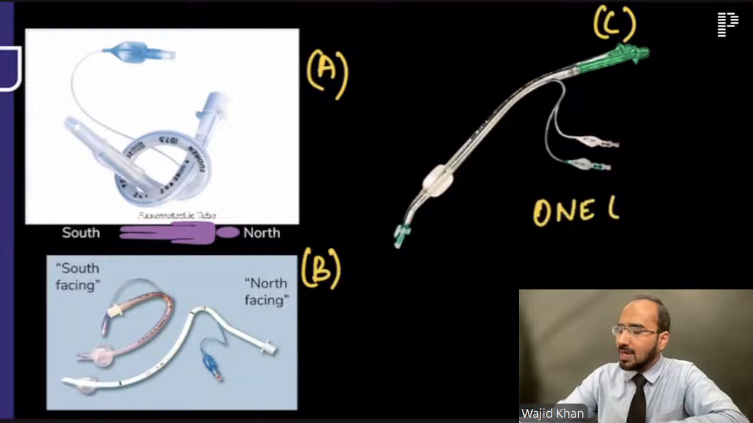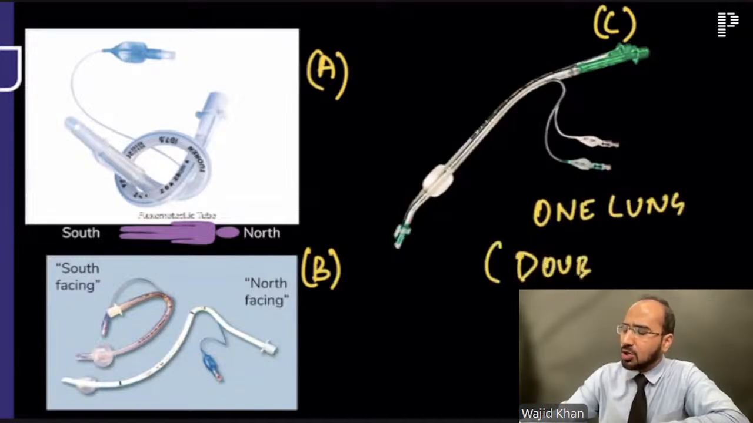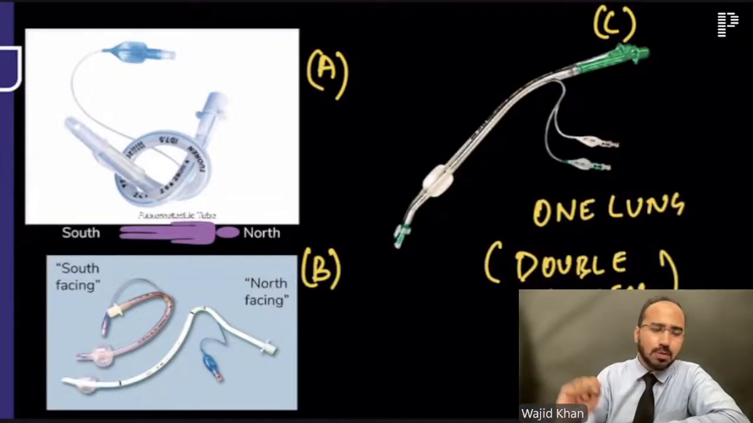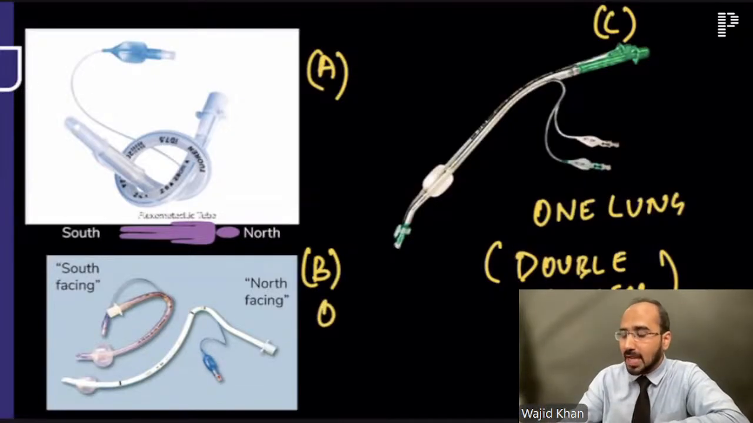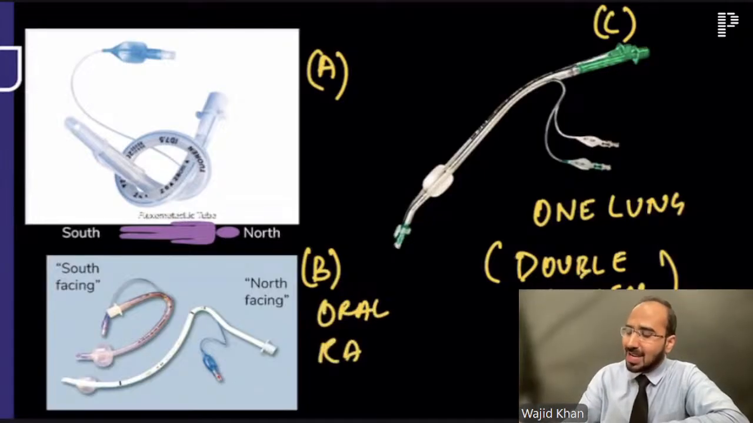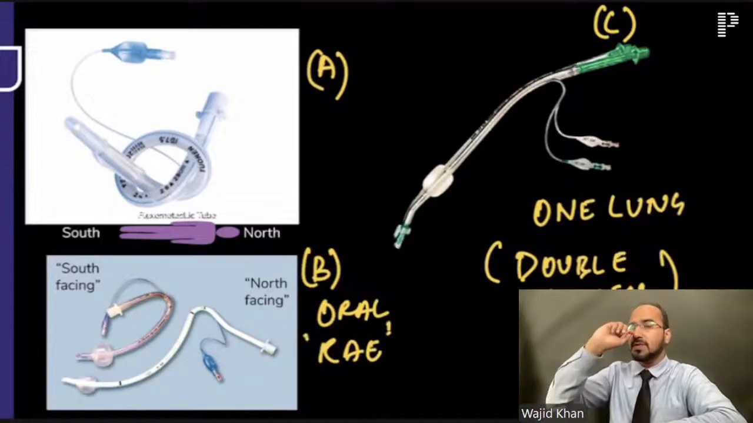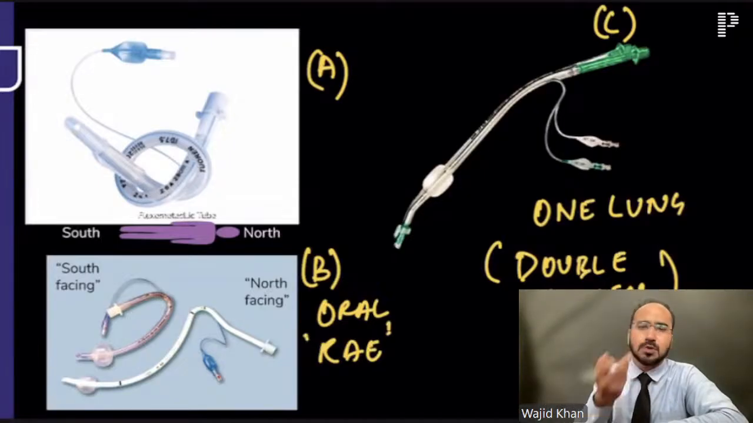For one lung ventilation, always remember you use a double lumen tube. Okay. Now, next question, boss. Which is the endotracheal tube commonly used for oral cavity surgeries? For oral cavity surgeries, we use a RAE tube. This is the endotracheal tube which we put through the nose. If there is a surgery on the oral cavity, you cannot put the tube through the oral cavity. You have to put it through the nose into the trachea.